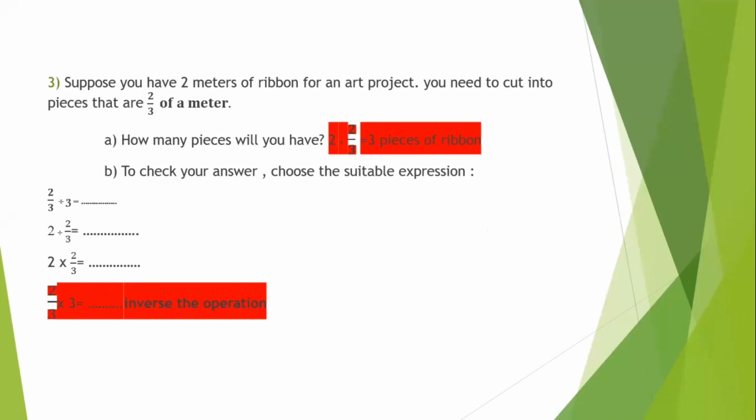B, to check your answer, choose the suitable expression. The suitable expression is to multiply the quotient by the divisor. If the answer is 2, then you are correct. So you have to inverse the operation. If you go in this direction, you will divide. If you change the direction and go to the other one, you will multiply. So 2/3 times 3.